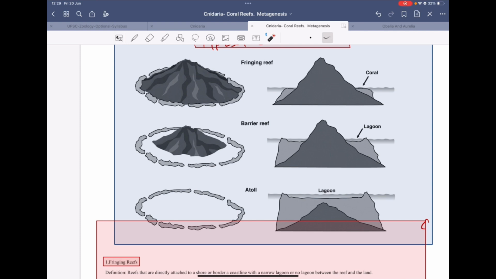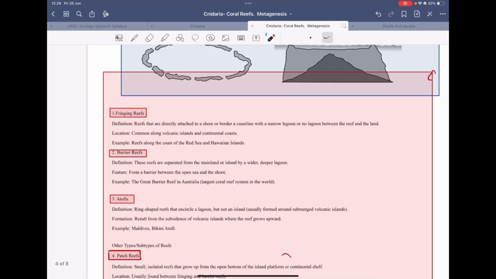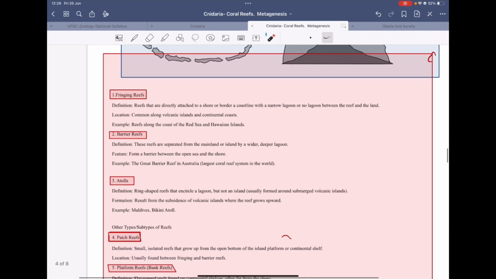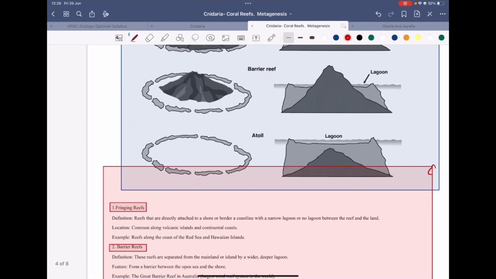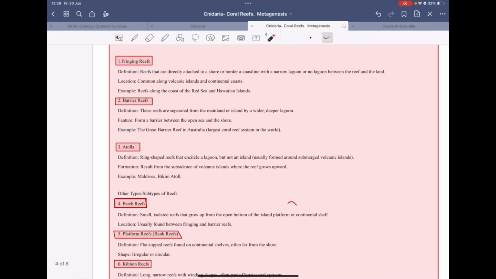Then we have atolls, and atolls are very famous in Lakshadweep and Maldives. You will see that the main island has completely subsided into the ocean. It has completely gone into the ocean, and it has left a big, large circular structure made up of corals, which is called an atoll. It's ring-shaped and it encircles a lagoon. So inside the atoll, there is the presence of this lagoon. For example, in the case of the Maldives and Bikini Atoll.